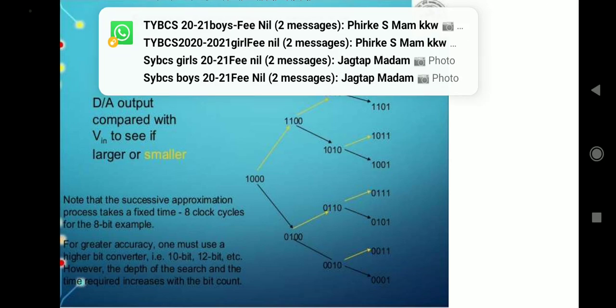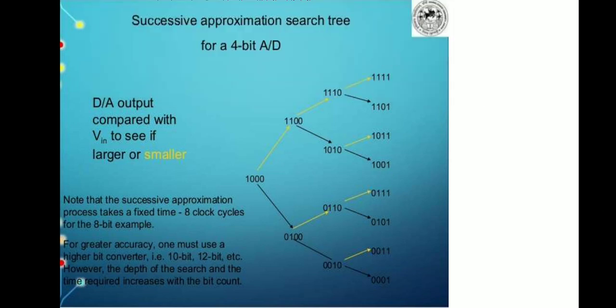The figure shows the successive approximation for a 4-bit ADC. Here we can note that the successive approximation process takes a fixed time, that is 8 clocks for the 8-bit example. For greater accuracy, one must use higher bit conversion, that is 10 bit, 12 bit, etc. However, the depth of the search and the time required increase with the bit count.